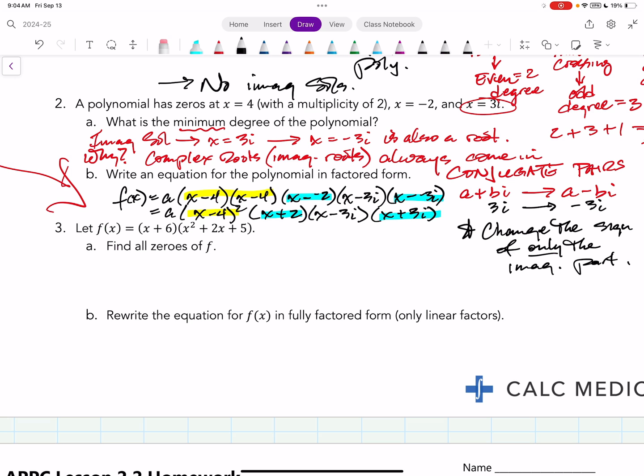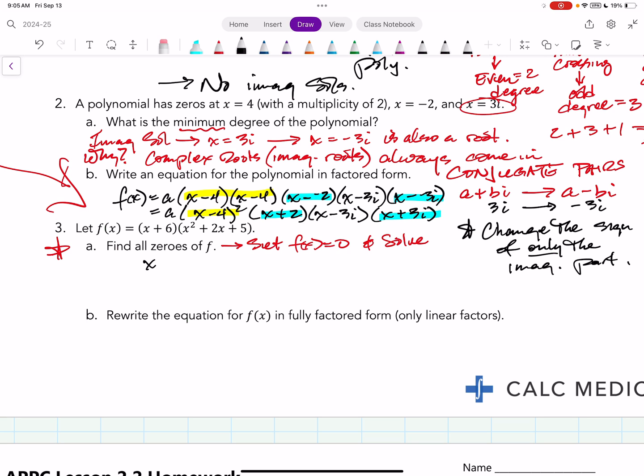All right, next one, what do we have? F of x equals x plus 6 times the quantity x squared plus 2x plus 5. So we got multiplied by that trinomial there. It says find the zeros. So when you find zeros, you set the function equal to 0. Set f of x equal to 0 and solve. That's an algebra 1 technique, basic skill. Right here, so let's do this here.